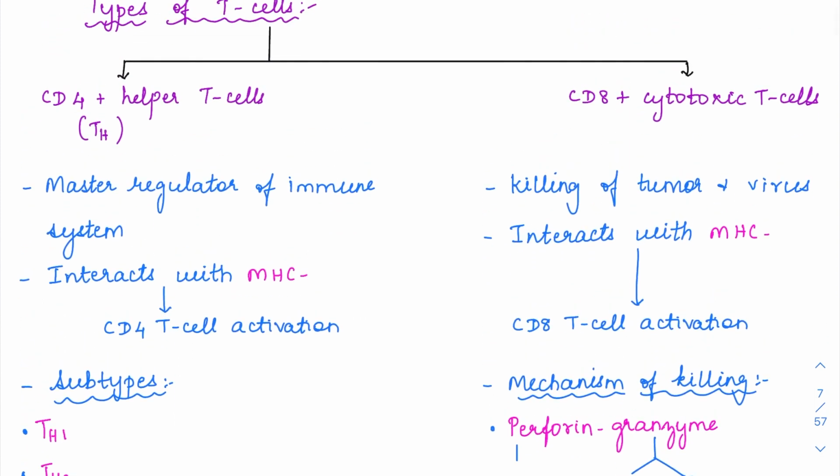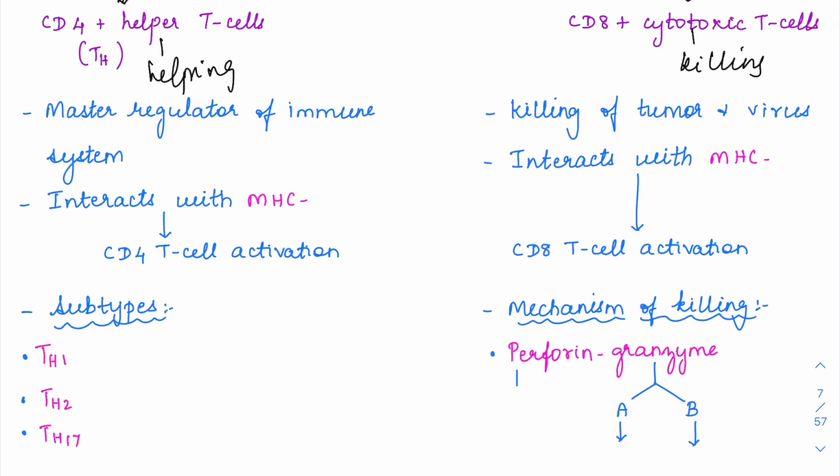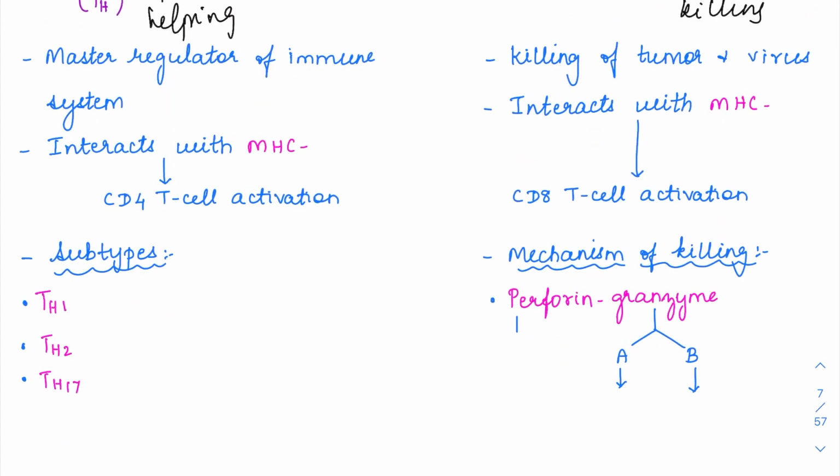So let's see about the types of T cells. I've already mentioned CD4 positive T helper cells and CD8 positive cytotoxic T cells. So as the name suggests, CD4 positive helper cells are going to help. So what are they helping? They are going to help in the immune responses. And CD8 positive cytotoxic T cells, as the name mentions, are going to be killing some of the cells. So this is for killing and this is for helping. So let's see about the CD4 helper T cells first. This is going to be the master regulator of the immune system because it is going to help various parts of the immunity.